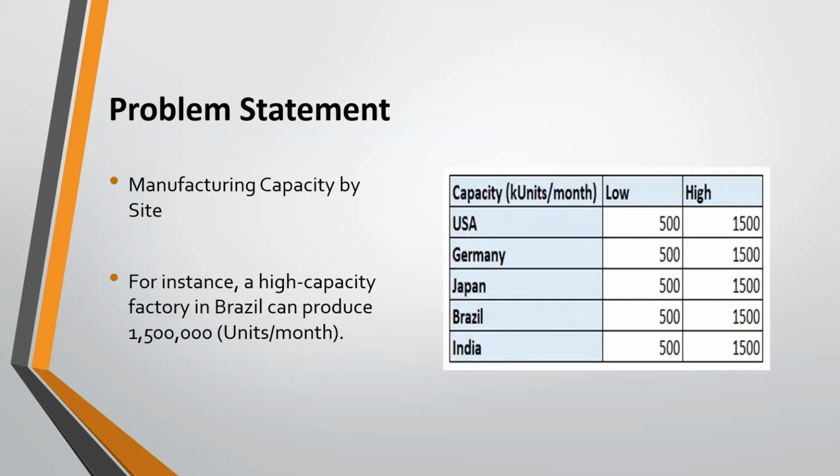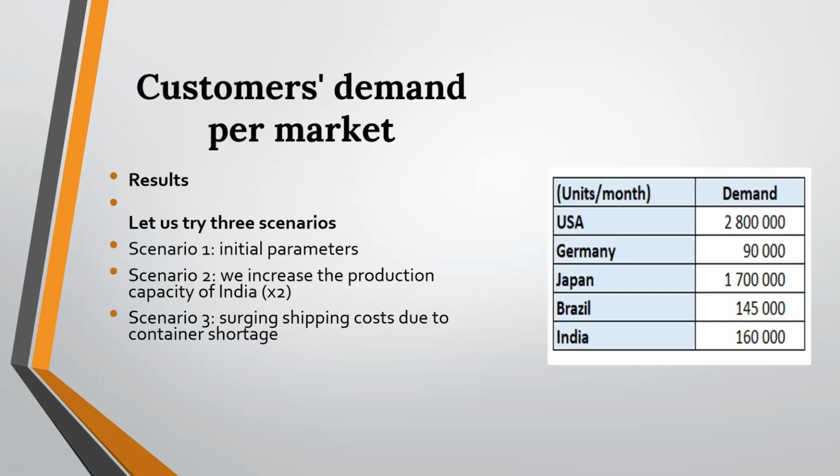now we have the manufacturing capacity by site. I'm keeping this short and only giving the important information. It's not useful to go into detail, because the audience just needs to get the idea and can work through it themselves as well. Brazil has a high capacity factory, and it can produce 150k units per month.